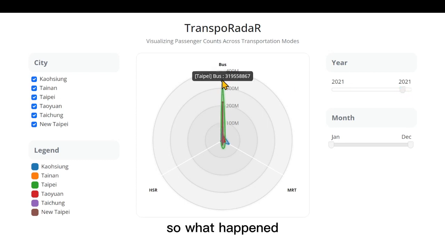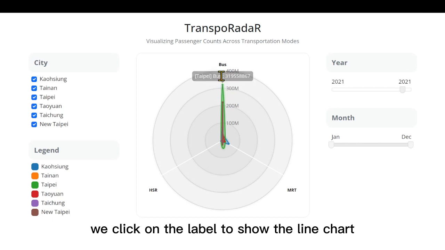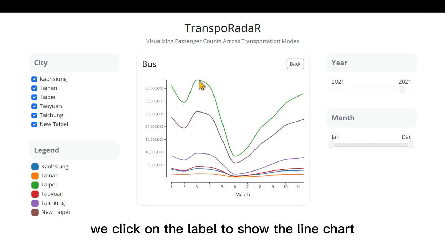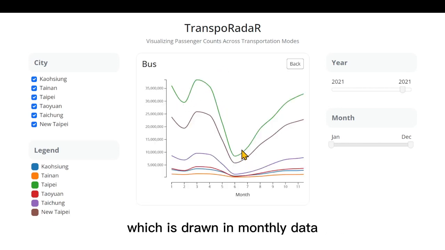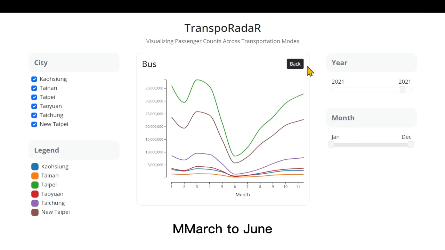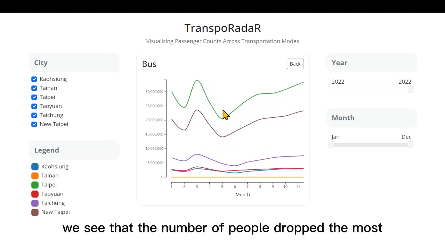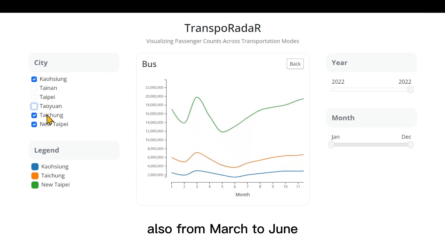So, what happened then? In order to show more insight, we click on the label to show the line chart, which is drawn in monthly data. In 2021, we see the number of people dropped the most from March to June. In 2022, we see that the number of people also dropped the most from March to June.